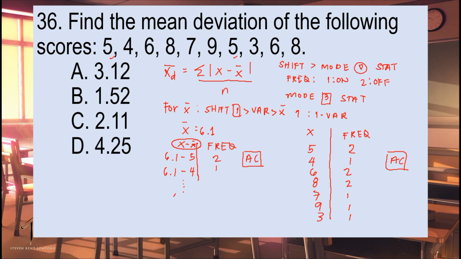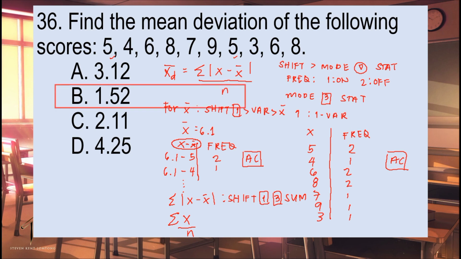So, to find the summation of x minus x bar, that is shift 1, and then you will see sum. On mine, it's number 3. So that is the sum. Then choose number 2, the one with the summation of x. So with number 2, you will get values, and then divide by n. Okay, so that is the formula for mean deviation, and you will get an answer. Finally, that is 1.52.